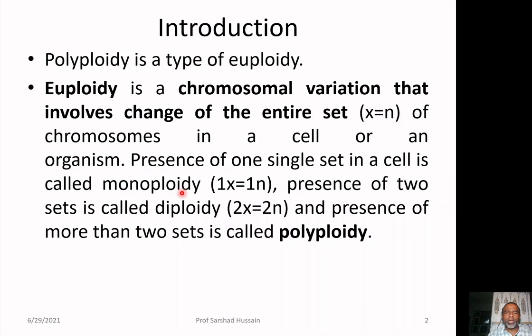If you are having the two set of the chromosome in an individual or in a cell, that is called the diploidy, and the individual is called diploid. So, you are having the two set 2x, which is also represented by 2n, and polyploidy is a condition in the euploidy when you are having more than two set of the chromosome in a cell.